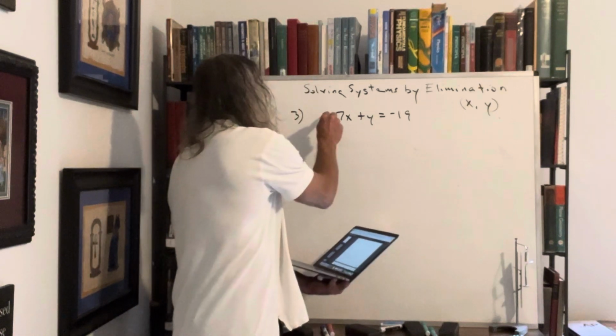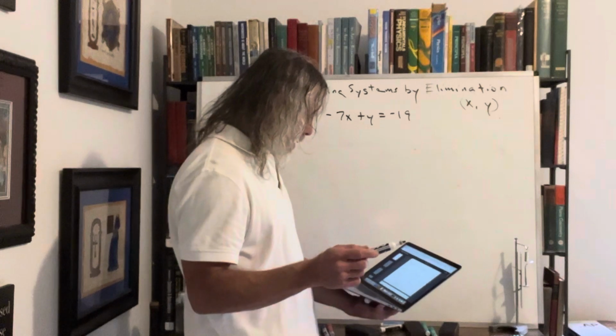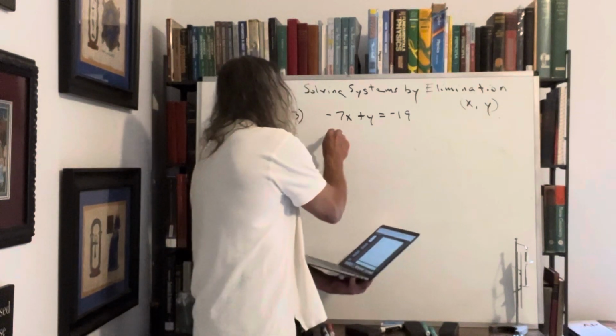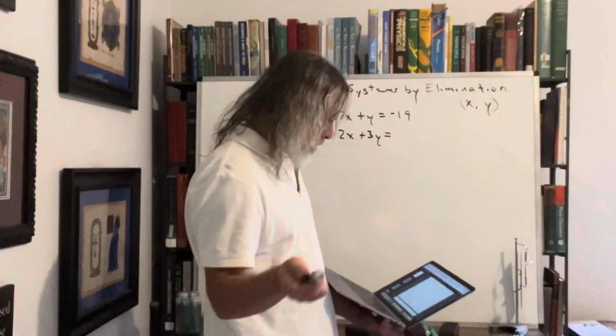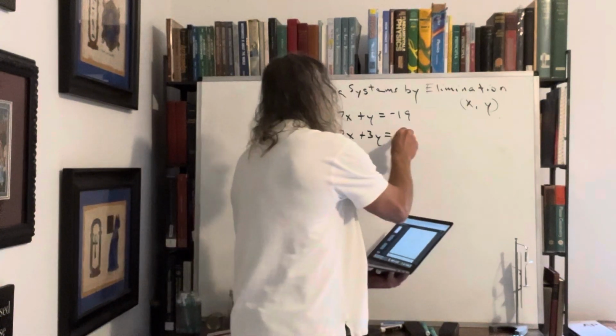Negative 7x and negative 2x plus 3y is negative 19.